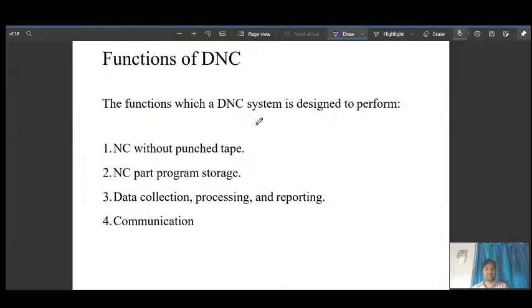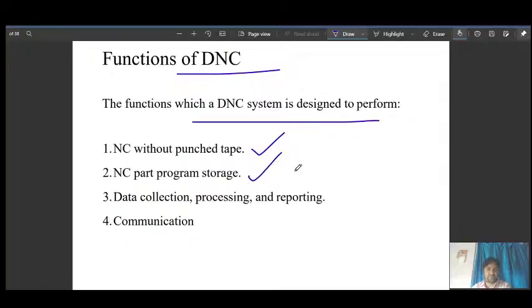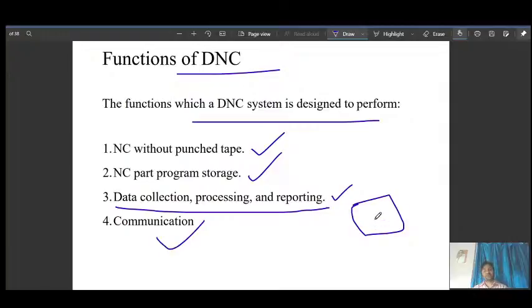So, functions of DNC. DNC system is designed to perform numerical control without punch tape. No need. Okay. ANSI part program storage. Yes, with the help of the main computer and satellite computer. Then data collection, processing and reporting. Yes, because the main computer can collect all kinds of data. And then communication lines and two-way communication is possible between the machine and the main computer.